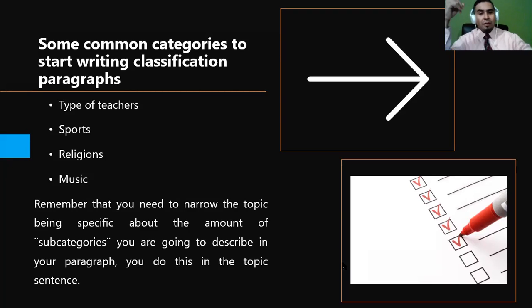Now, remember that you need to narrow the topic by being specific about the number of subcategories you are going to describe in your paragraph. You do this in the topic sentence. So, if we want to choose, for example, sports, okay? Sports is your main topic. And you're gonna get 4 categories, okay? Now, what kind of sports?